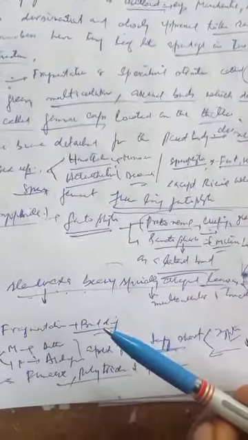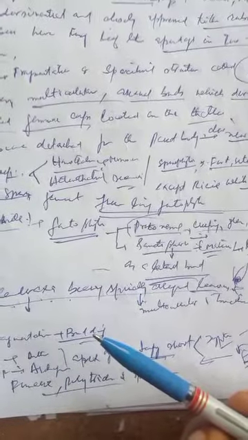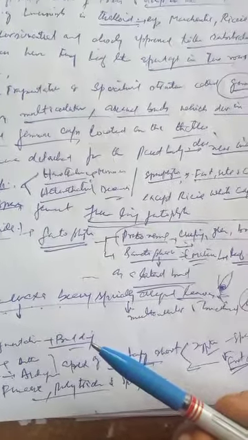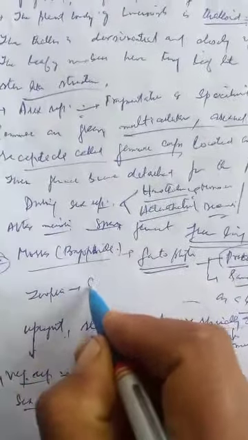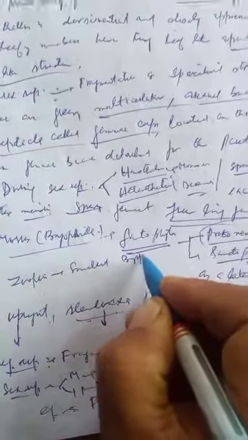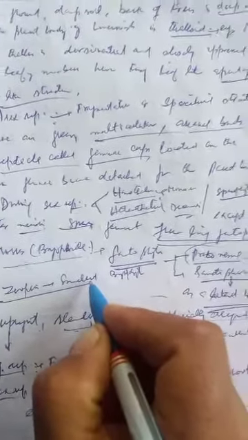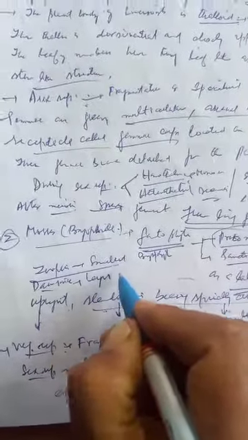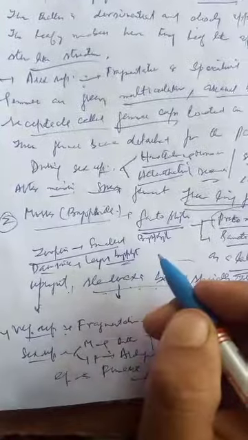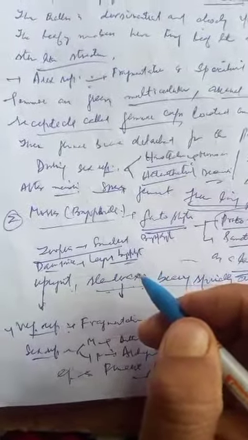Now let me add two more points. Riccia, as I already told you, contains the simplest sporophyte, which is represented by a capsule only. Zoopsis is the smallest bryophyte, and Dawsonia is the tallest or the largest bryophyte. This is all about Bryophyta.